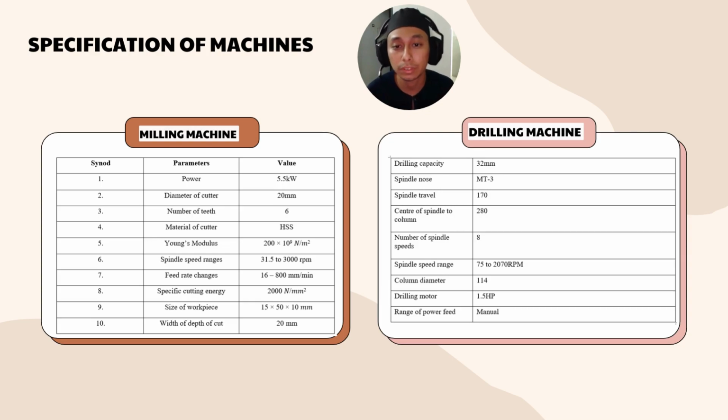For the specification of machine, I have two types, which are the milling machine and the drilling machine. For the milling machine, I have parameters and values. The parameters are power, diameter of cutter, number of teeth, material of cutter, Young's modulus, spindle speed range, feed rate changes, specific cutting energy, size of workpiece, and width and depth of cut. For the drilling machine: drilling capacity, spindle nose, spindle travel, center of spindle to column, number of spindle speed range, column diameter, drilling motor and range of power feed.